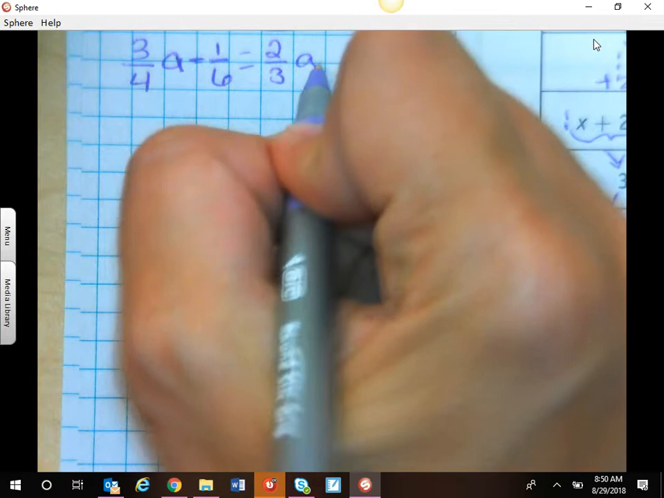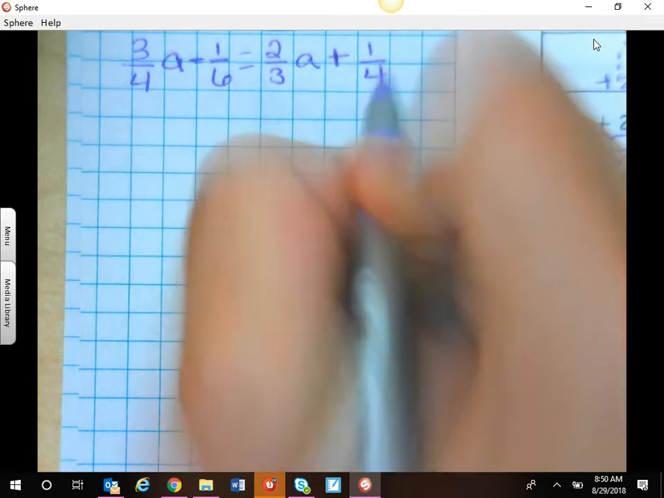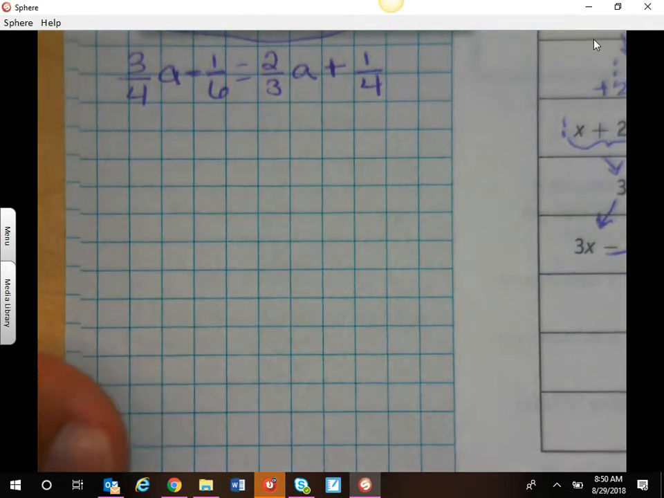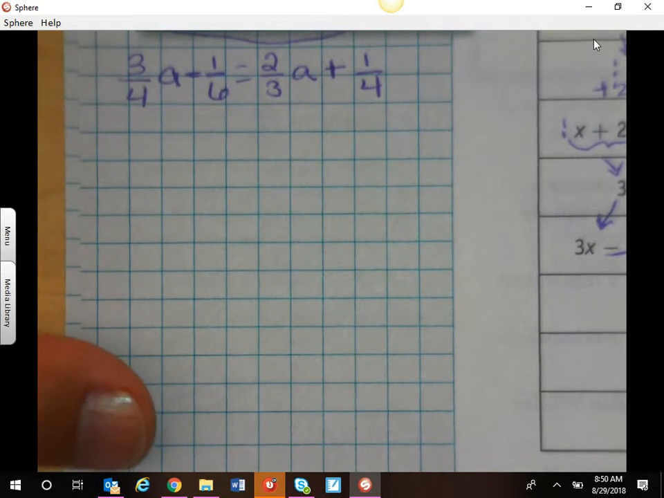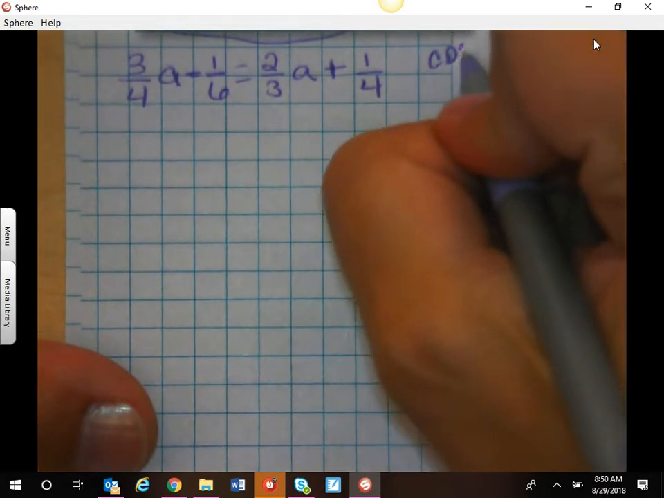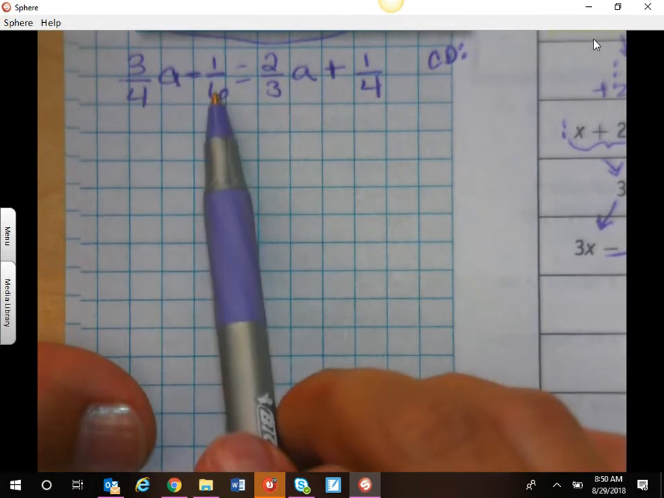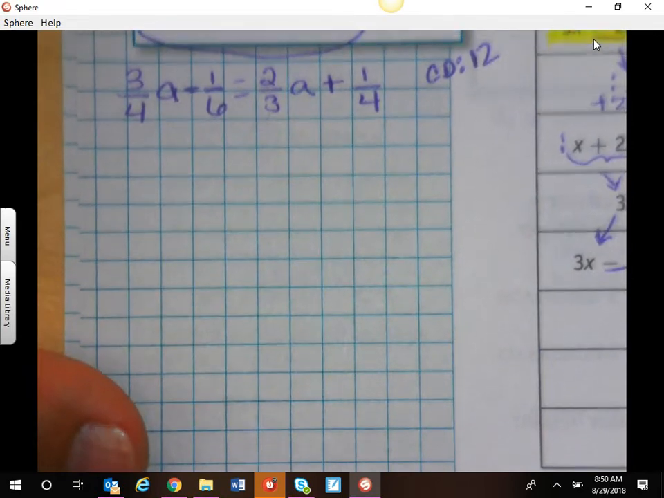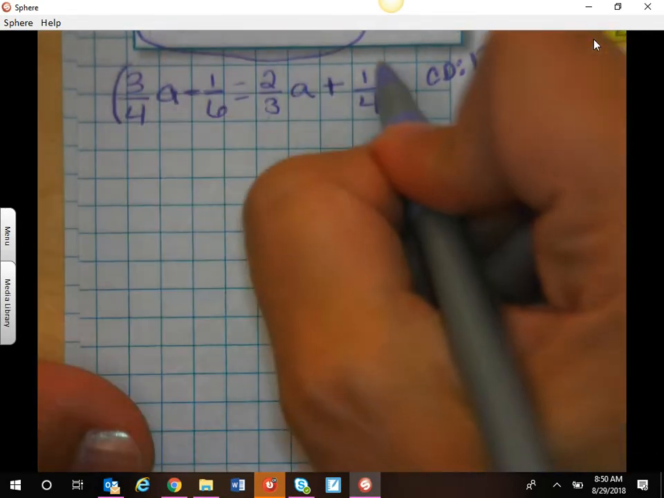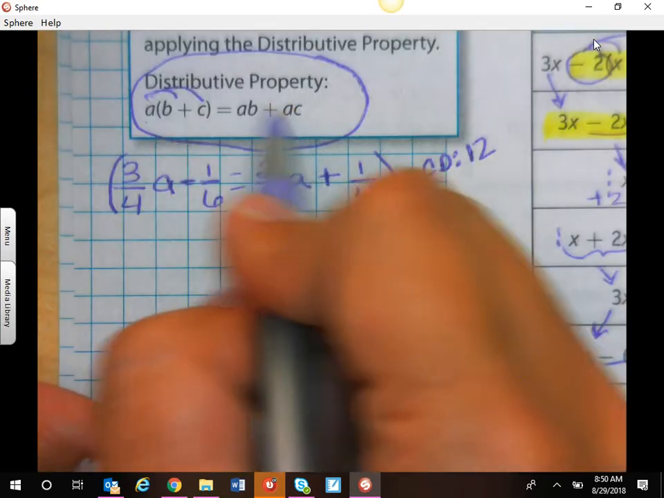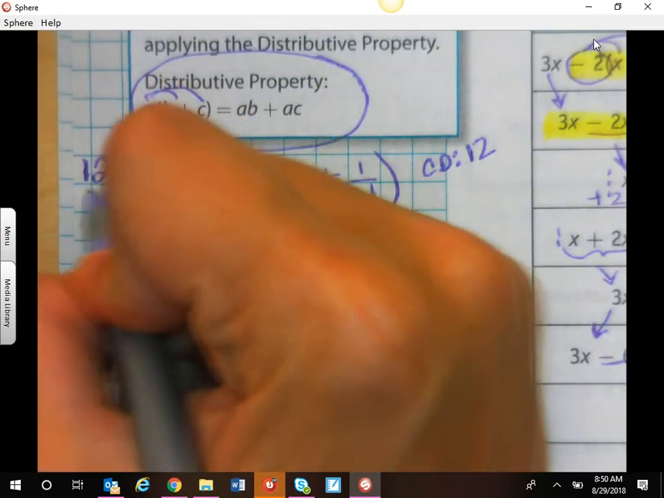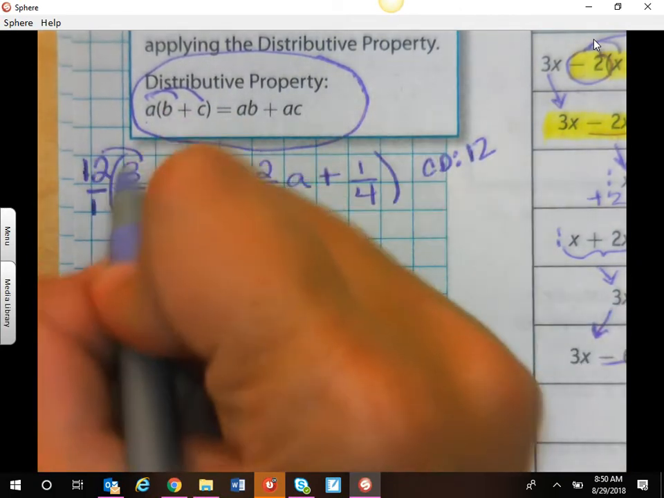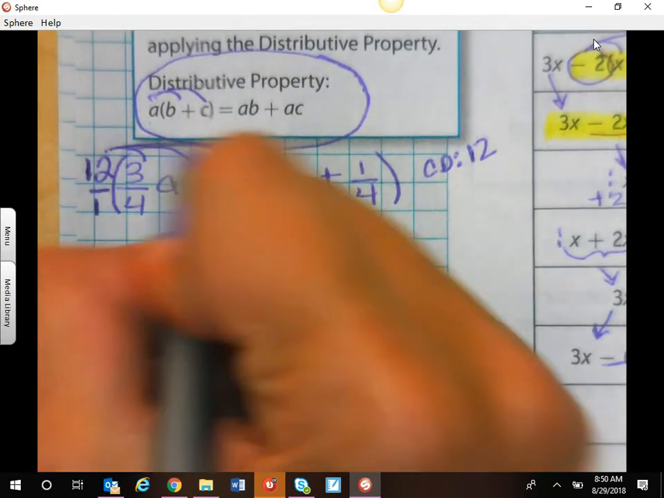3/4 A = 2/3 A + 1/4. Now, in order to get rid of the fractions, kind of like the decimal one we looked at the other day, they multiplied by 100 to get rid of the decimal. We need to figure out what is the common denominator. Well, we have 4, and we have 6, and we have 3. So the common denominator here is going to be 12. So we're going to distribute, like it says up here, 12 or 12 over 1 on each of these terms of the equation.